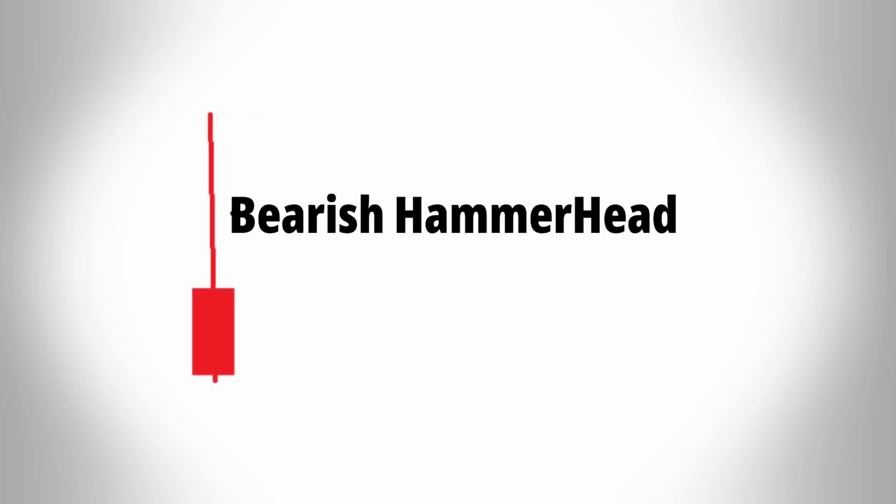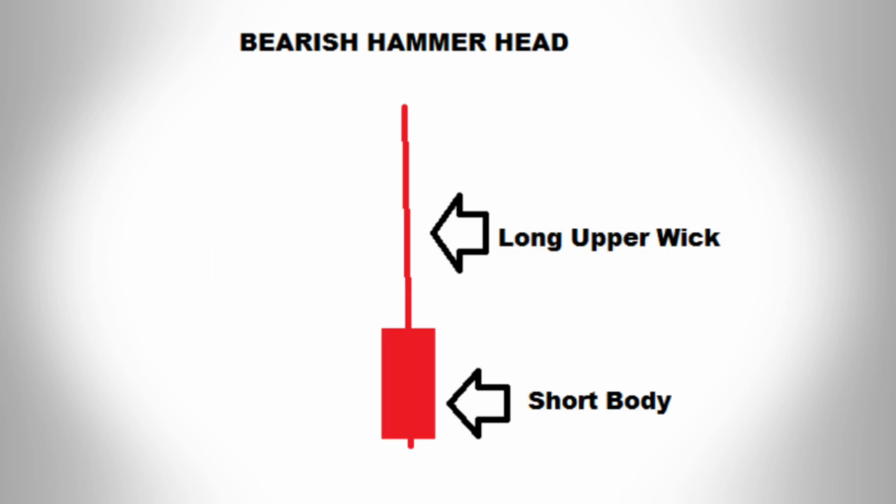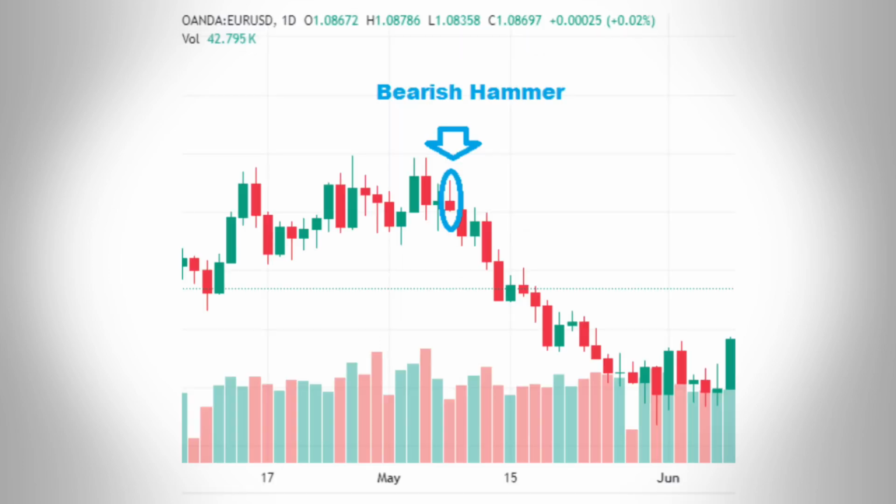Next, the Bearish Hammerhead. This bearish hammer usually has a long upper wick, a short body, and a short lower wick, or sometimes no lower wick at all. When you see it in an upward trend, it could mean a downward trend is about to start. It signifies a trend reversal from bullish to bearish.